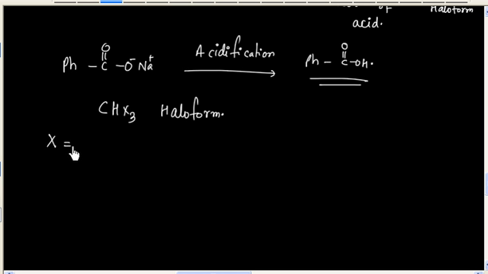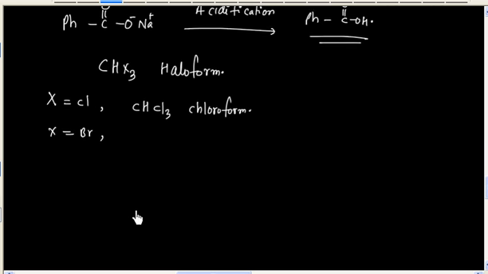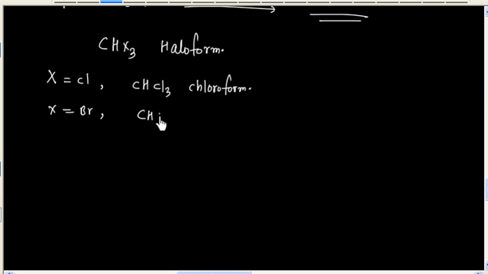If halogen is chlorine, then this is called chloroform. And if halogen is bromine, it is called bromoform. If halogen is iodine, this is called iodoform.